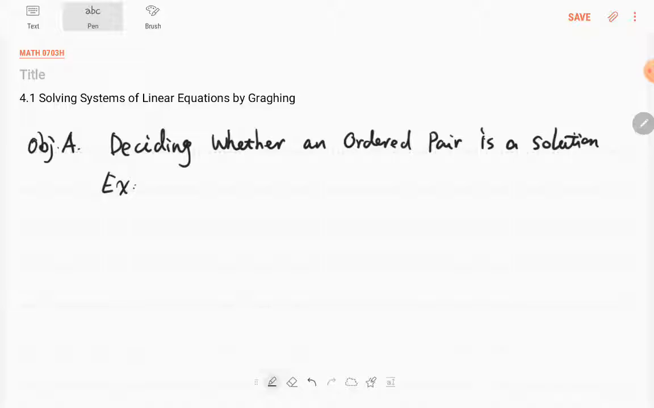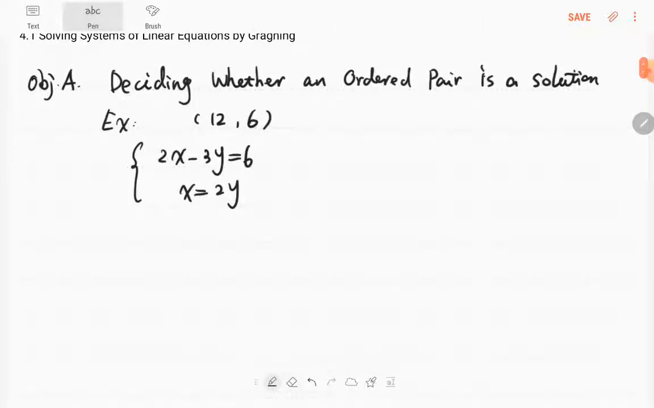Okay, we have an ordered pair, something like (12, 6). And we want to test if this ordered pair is the solution of this set of equations. So we need to test if this is the solution. We can use the numbers to replace x, y in both equations. If both equations are true, then we will say this is the solution for this system.